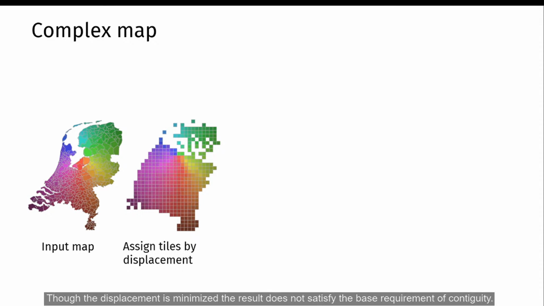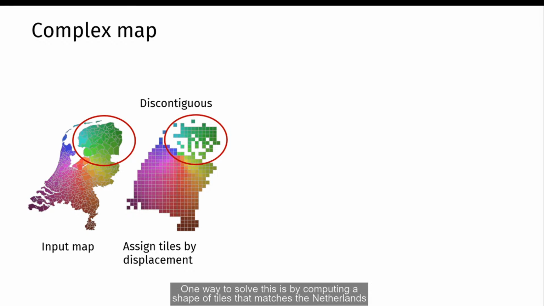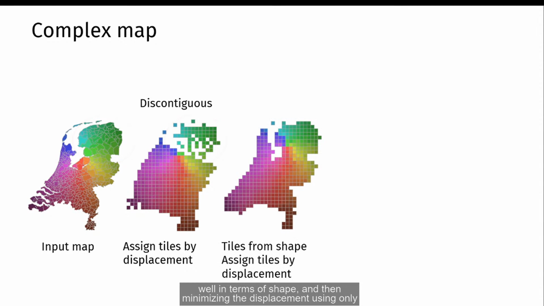So let's return to the case of the Dutch municipalities as an example of a complex map. If we follow the same approach as for simple maps, we get the following grid map. Though the displacement is minimized, the result does not satisfy the basic requirement for contiguity. One way to solve this is by computing a shape of tiles that match the Netherlands well in terms of shape, and then minimizing the displacement using only these pre-selected tiles. While better, this is not ideal either.